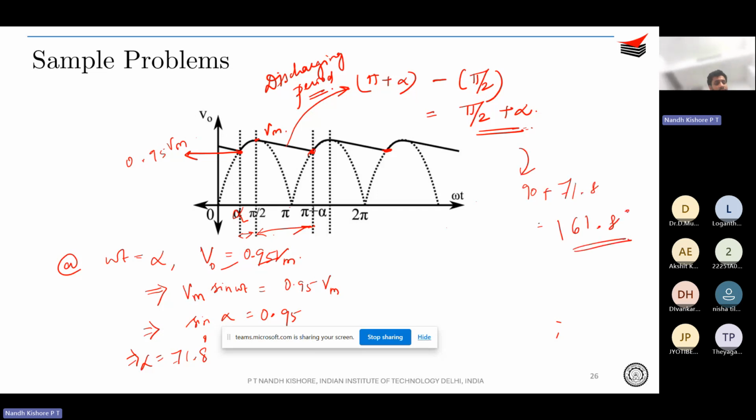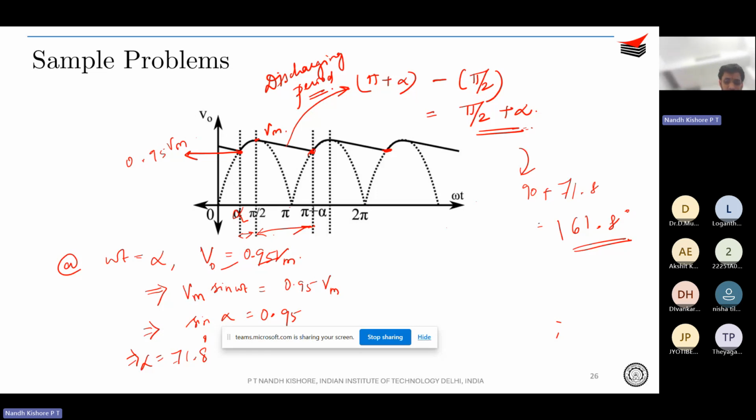Simple, right? From the given condition only, they gave that the ripple is 5%. So the minimum point is 0.95 Vm, that occurs at some value alpha. So let's find out that particular angle, that is, alpha is known. Now that alpha is known, the discharging period is between pi by 2 to pi plus alpha, right?